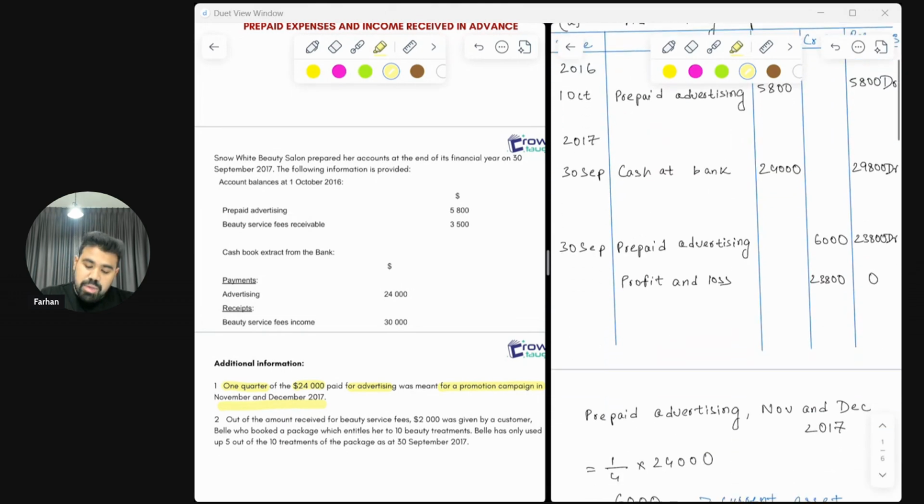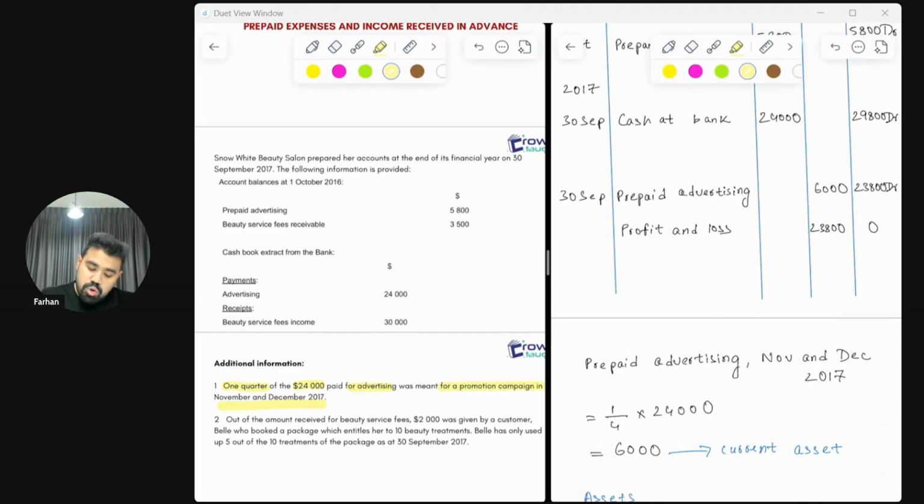And this payment that we've made in advance is 1/4, which is 1 divided by 4, which also means 25% of the total $24,000 that we have made as payment. So that comes out to be $6,000. And this is payment made in advance. Therefore, we can call this a prepaid advertising, which falls within the definition of a current asset.